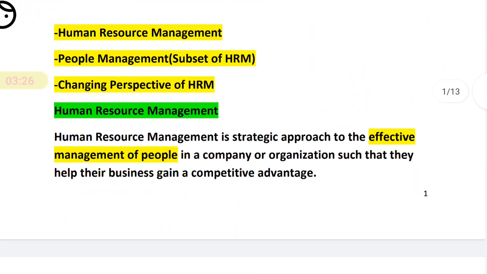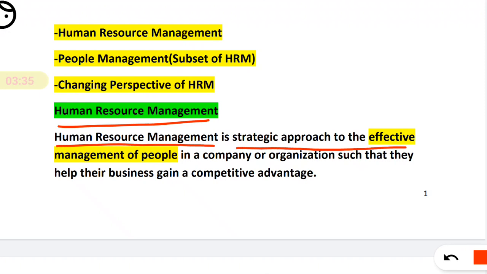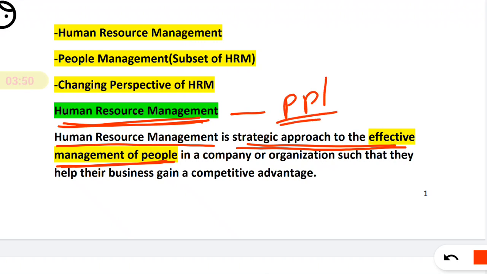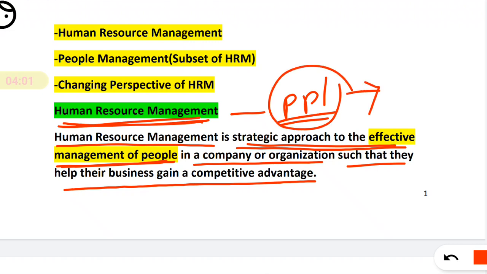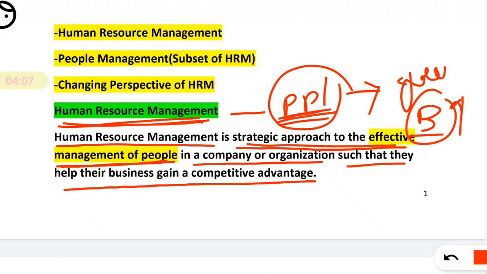So first, what is HRM? We will take a brief overview of HRM. Okay, see, human resource management is a strategic approach to the effective management of people. HRM is the strategic approach to the effective management of people. So basically it is resource management, but it is mainly management of people in a company or organization, such that they help their business gain a competitive advantage. So why are the people working? Definitely to grow the business of the organization. The people are working in the organization.